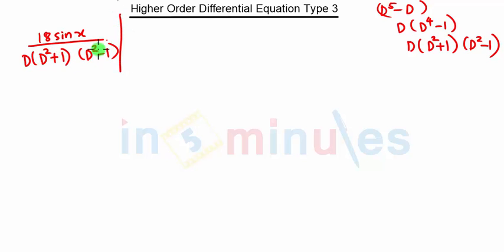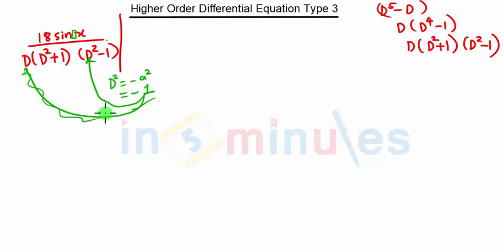This is of the type 2. In type 2 we replace D square by minus a square. In our case a is nothing but 1, so we will replace D square by minus 1. We can replace this D square by minus 1, it will not create any problem, but we cannot replace this D square because it will be minus 1 and plus 1, so this will create a problem. So we keep this part as it is.